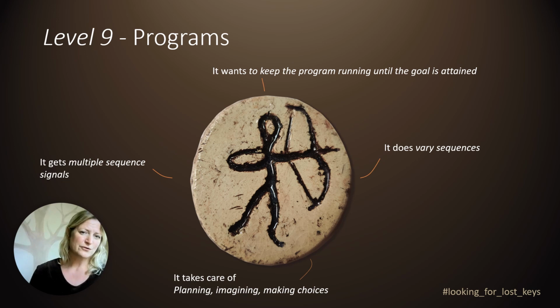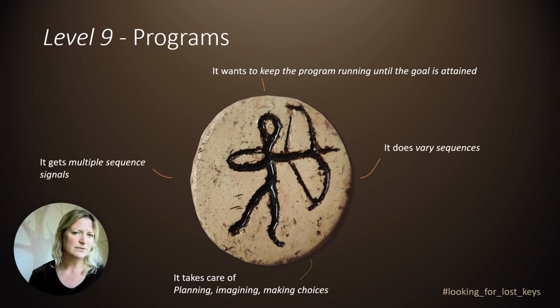Level 9 controls programs, a structure of tests and selection points across sequences. It takes care of planning, imagining, and making choices, and it organizes multiple sequences into a branching structure of possibilities. It wants to keep the program running until the goal is attained, and it does so by varying sequences.